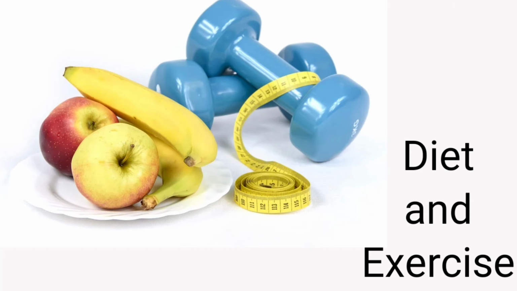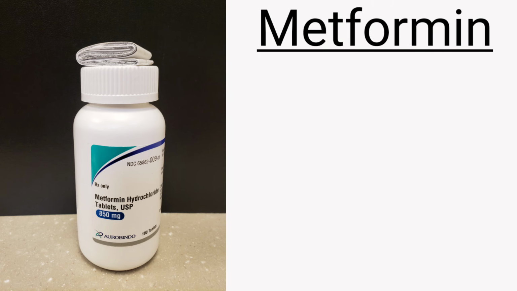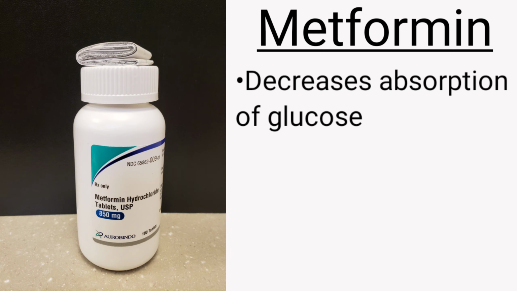Now let's talk about some of the medications that are used to treat type 2 diabetes. The most common medication that you see prescribed in a newly diagnosed type 2 diabetic is metformin. Metformin works in a couple of different ways. The first being that it decreases absorption of glucose. If you decrease the absorption of glucose, that's going to decrease the amount of glucose in the bloodstream, and that in turn is going to decrease the demand for insulin from the pancreas.